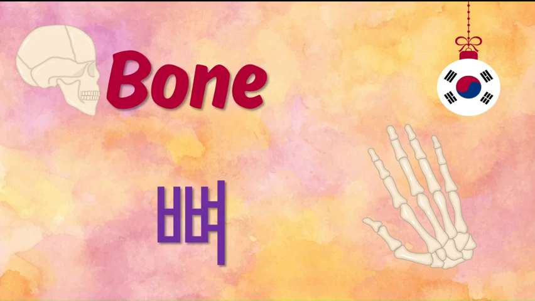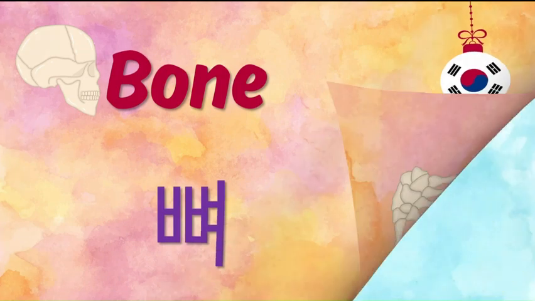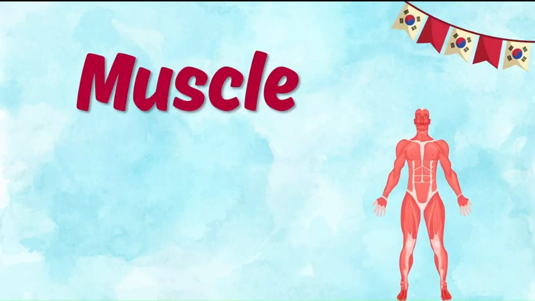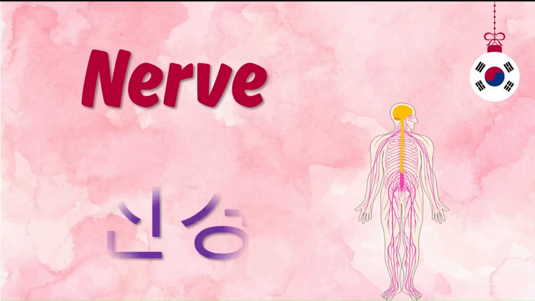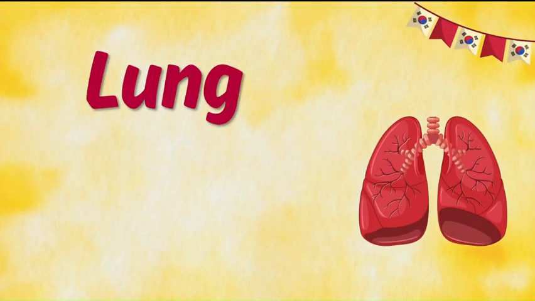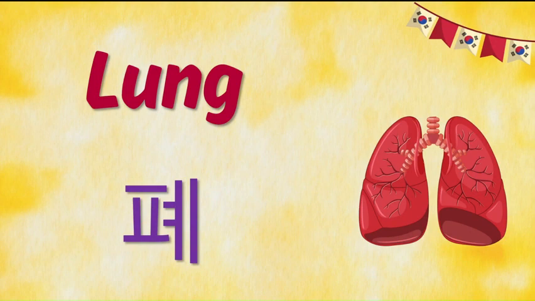뼈. Very easy. Now let's see how you're going to say muscle in Korean, and that is 근육, 근육. Next comes the Korean word for nerve, and that is 신경, 신경. Okay, now let's see the Korean word for lung, and that is 폐, 폐.